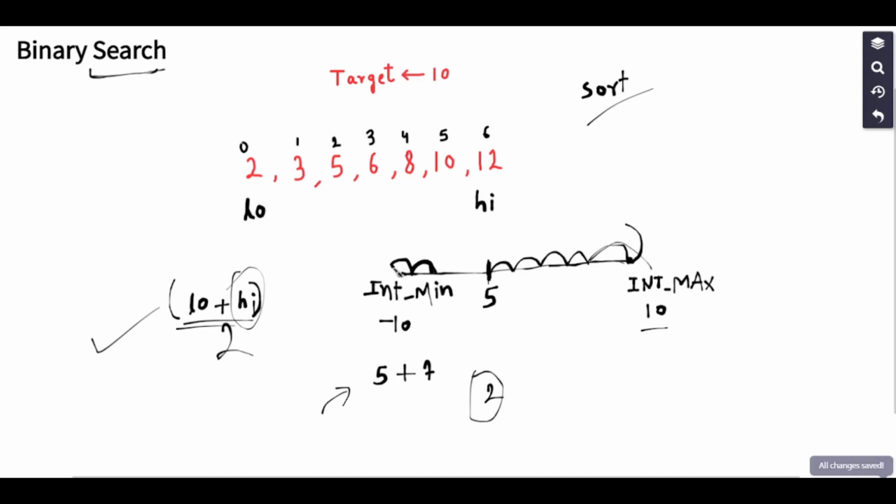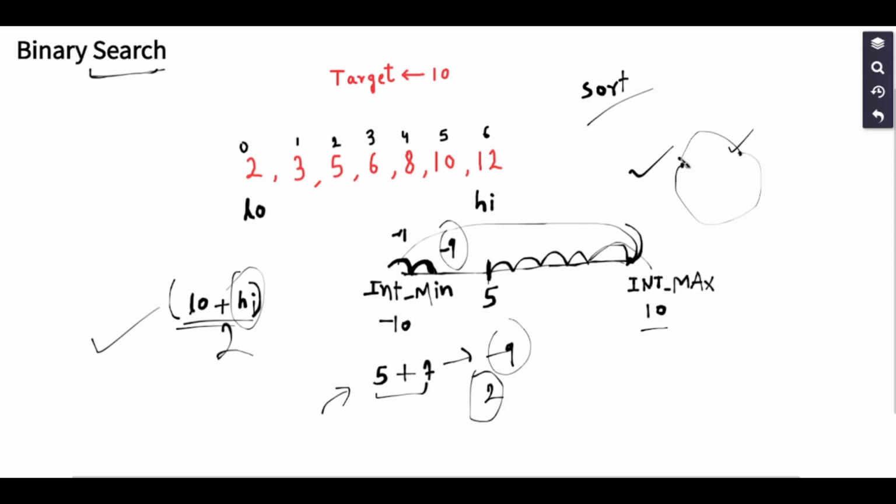Fine. And if this is -10, then one extra jump will make it -9. That means this is going to give me -9. So I'm trying to meet these ends. Okay, so let's think of this as a circle. So this is int min, this is int max. I'm trying to meet these ends. Fine. And this is going to give me -9, but it must give me 13. So that's why this formula can't be used here.